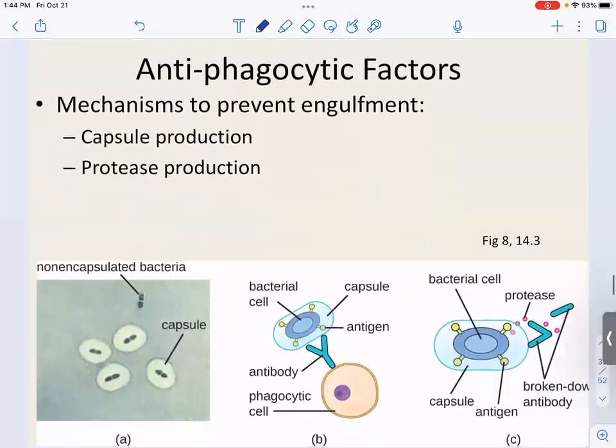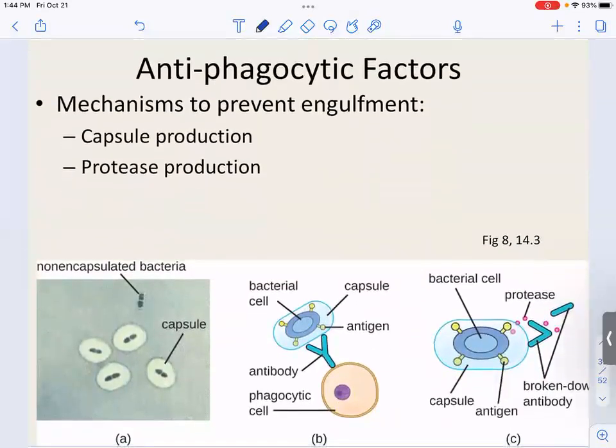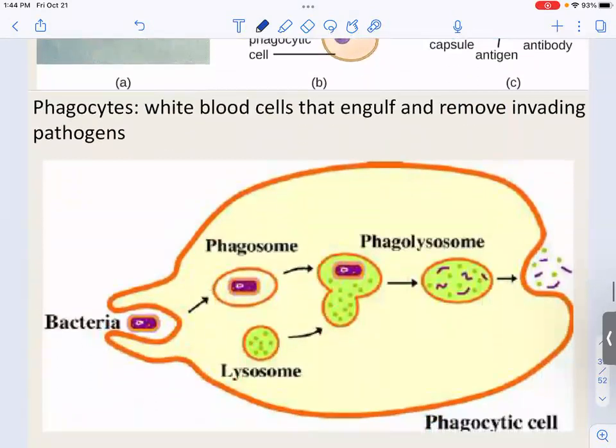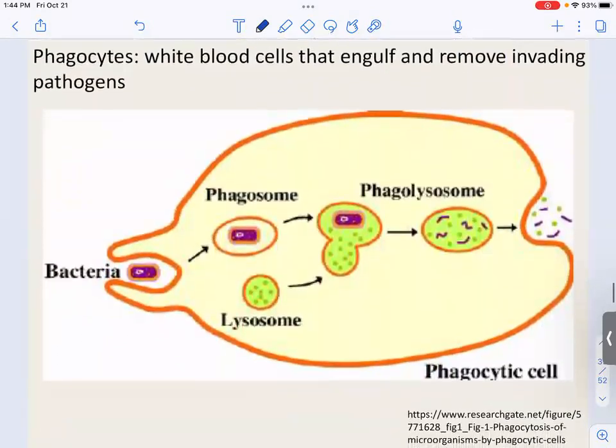And then some examples of anti-phagocytic factors. We have talked about phagocytosis already, and we will talk about it in more detail, but remember, a phagocyte is going to be a white blood cell that engulfs and removes invading pathogens. So remember, our cells don't have a cell wall. Okay, so some of our cells can be phagocytic.